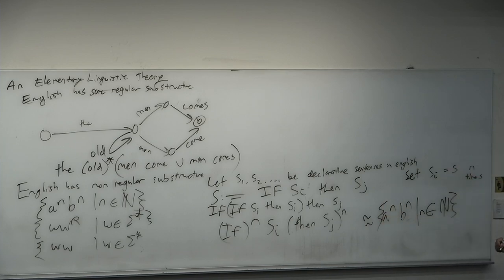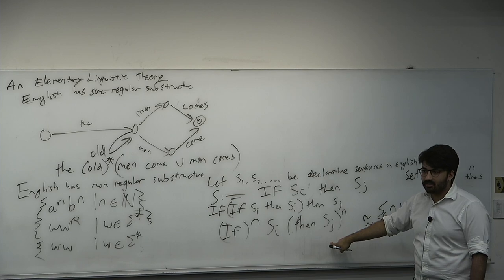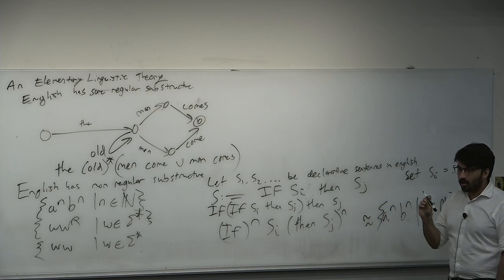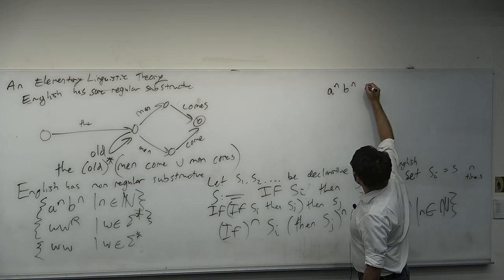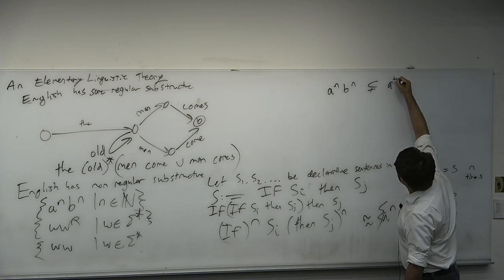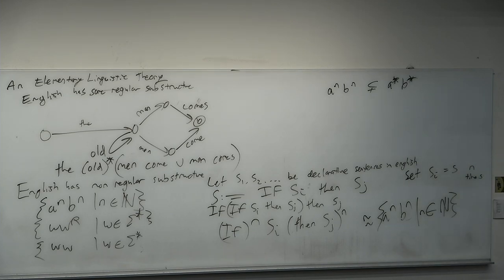Now, notice that this is a non-regular substructure of English, but convince yourself that there is not a regular explanation that would make even a superset of this language regular. Consider that the number of ifs has to exactly match the number of thens. Those two groups have to be together. It's true that A to the N, B to the N is a strict subset of A star, B star. And A star, B star can be decided using a regular expression, right? Just make sure the A's come before the B's.